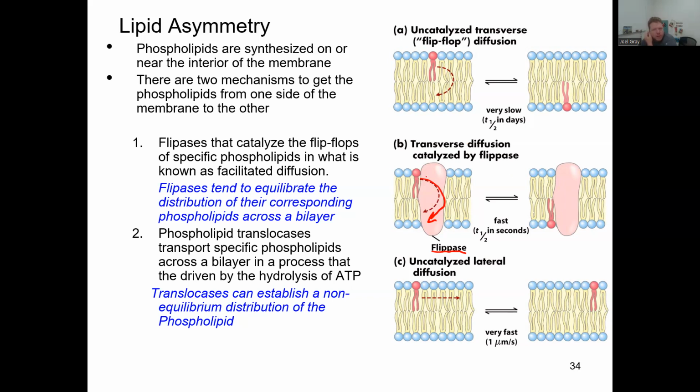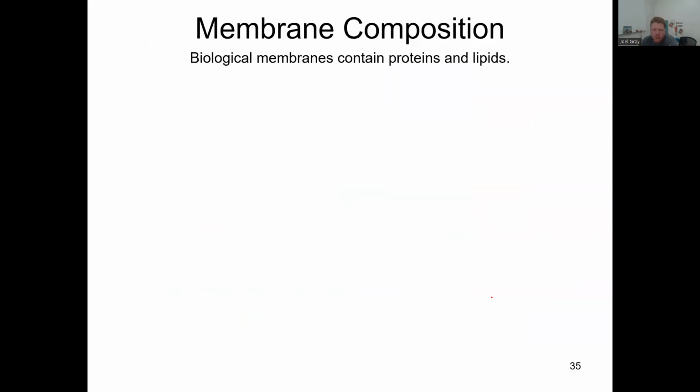Whereas this movement from left to right on the same side of the membrane, that's uncatalyzed lateral diffusion, and that's going to happen in microseconds. So flipases, those are the class of enzymes that do this. That's what I want you to know.